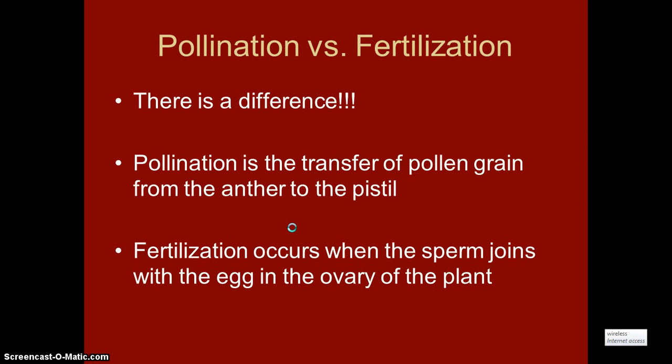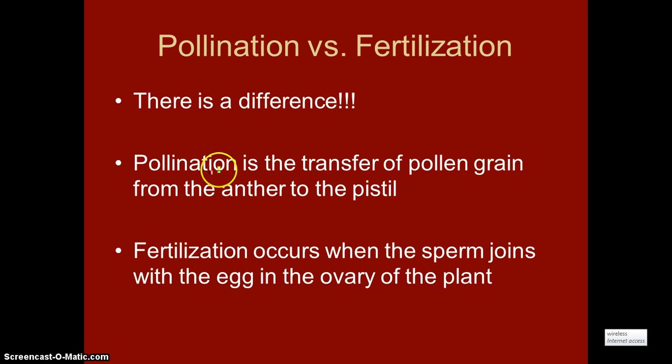But there is a main difference between the idea of pollination and fertilization. Pollination is simply the act of transferring a pollen grain to the pistil, primarily the stigma of that pistil. Remember, this is the female part of the plant. The anther, again, is one of the parts of the male part. Fertilization doesn't occur until that pollen grain opens up and the sperm swims through that pollen tube, through the style, and actually penetrates the egg inside the ovule.